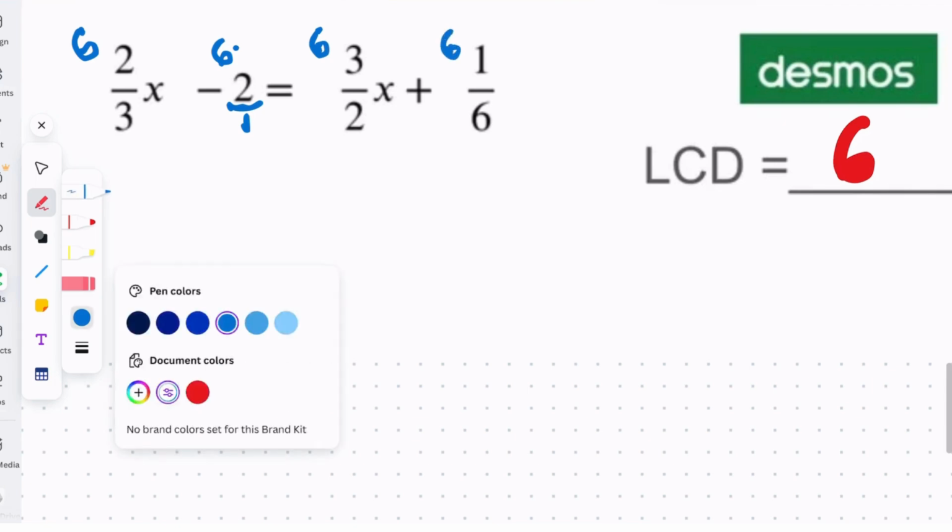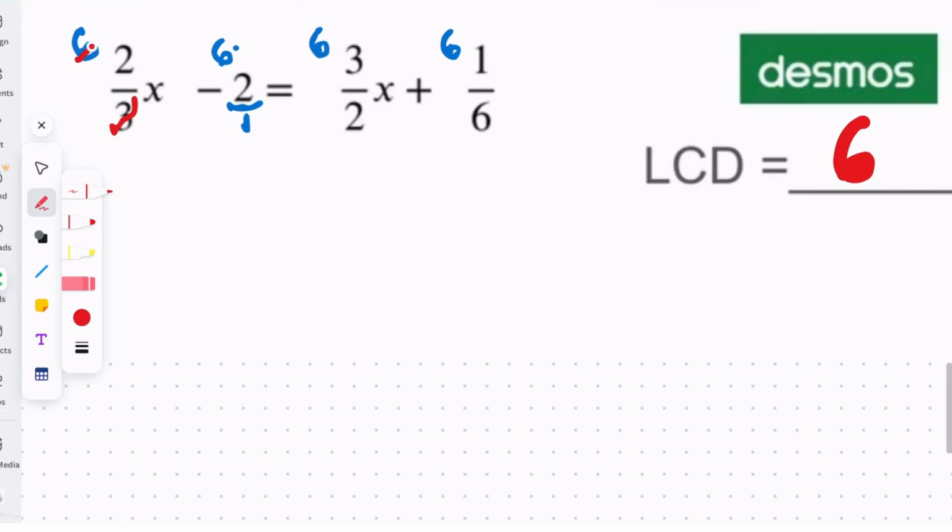When we do this, of course, we divide the denominator into the numerator. So 6 divided by 3 is 2, and 2 times 2 is 4. This gives me 4x. We don't divide anything because 6 divided by 1 is 6. So this is just 6 times 2 is 12. So 4x minus 12 equals 6 divided by 2 is 3. And 3 times 3 is 9.